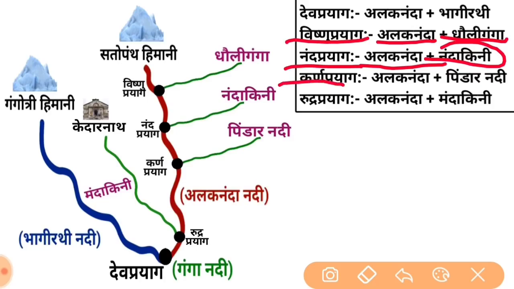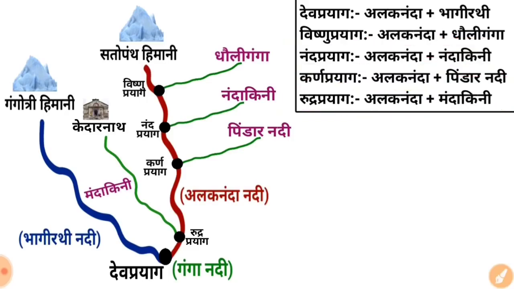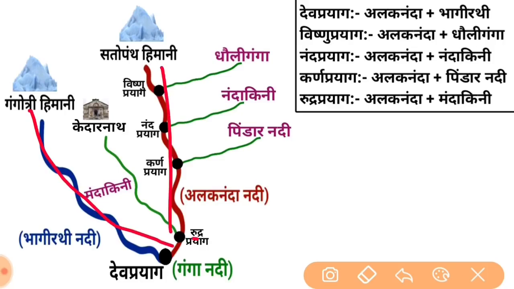After that is Karnaprayag. Alaknanda and Pindar river in Karnaprayag. After that is Rudraprayag. Alaknanda and Mandakini. Lord Bholenath had slowed down the flow of Ganga. So you will remember this. So you will easily remember these 5 Prayags. So now we have seen how Ganga river was formed from the confluence of which rivers.